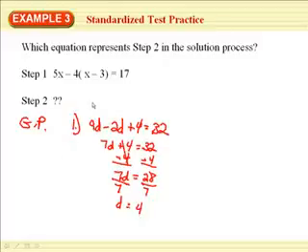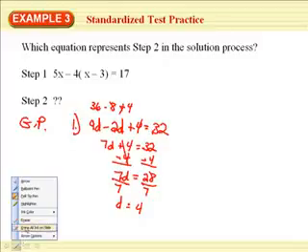Well, let's check it out. Let's put it up here. 9 times 4 is 36. Minus 2 times 4, which is 8. Plus 4. 36 minus 8 is 28. Plus 4 is 32. So X or D equals 4. All right, let me erase those.